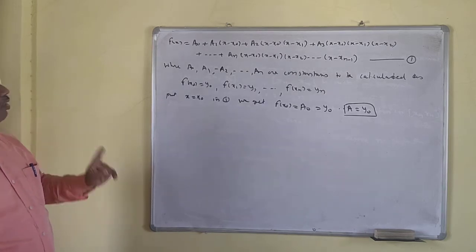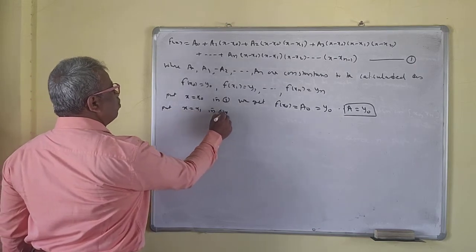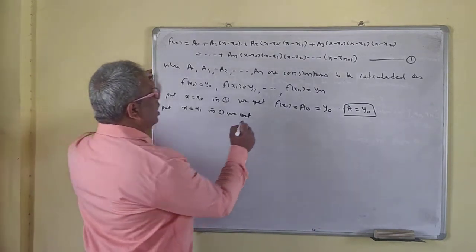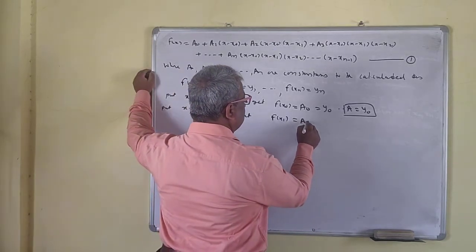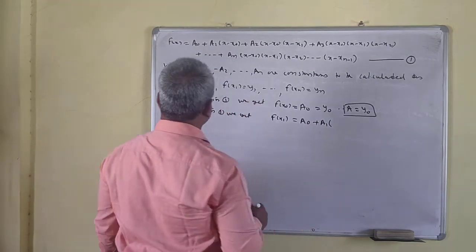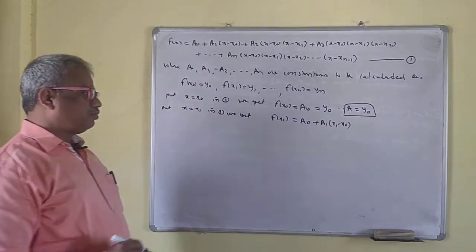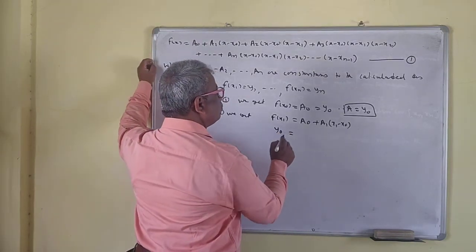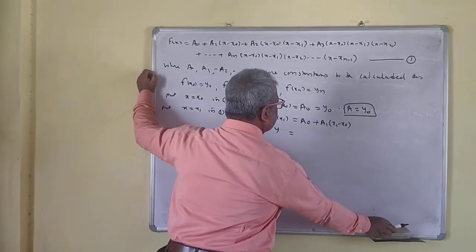Now we want to find the value of a1. Put x is equal to x1 in 1, we get f of x1. The a naught will be as it is, plus a1 times x1 minus x0. So this is y1, not y0. This is y1.